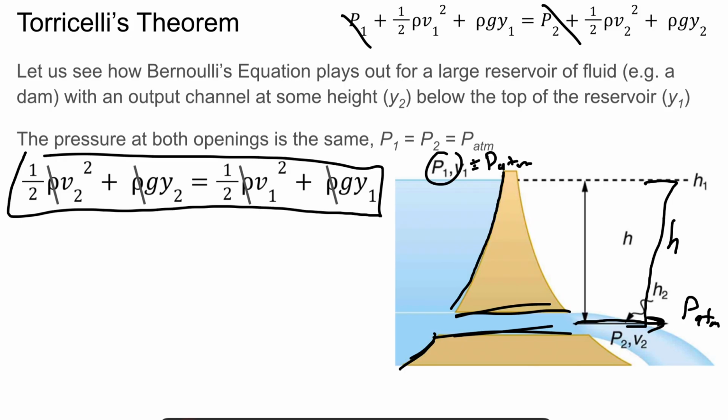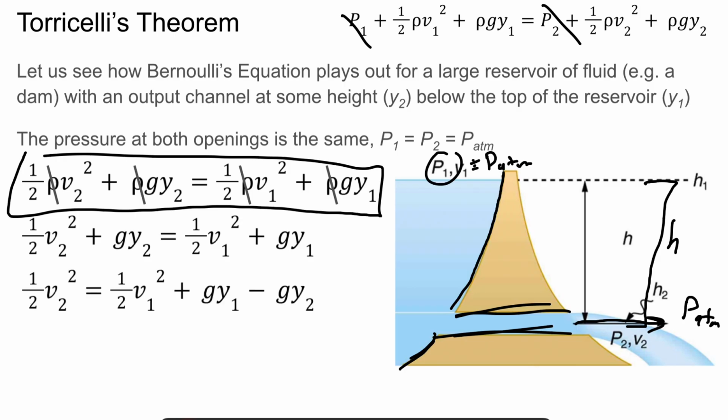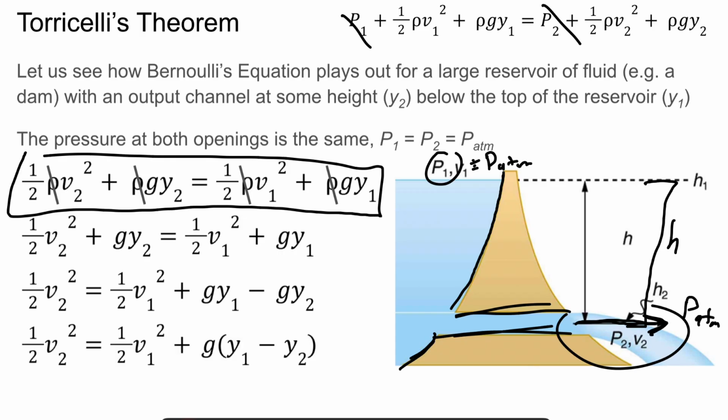Once our pressures are gone, we notice there's density in every single term here. So we can divide out density, and we're left with just our velocities and our heights times some other factors. If we get the velocity of the water coming out of the hole by itself, then we have 1/2 v1 squared plus g y1 minus g y2 equals 1/2 v2 squared. You can probably see what we're going to do with our y's: the difference in height there is really just h, right?